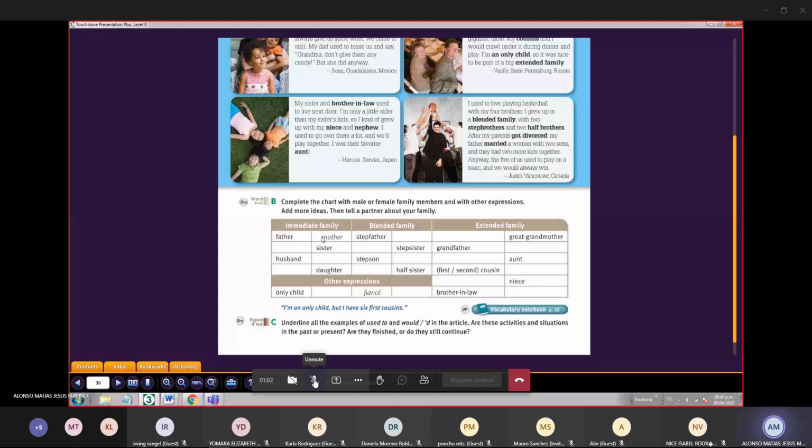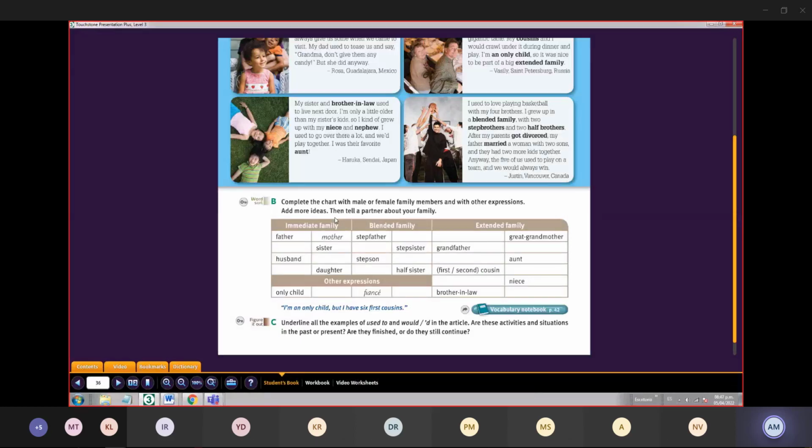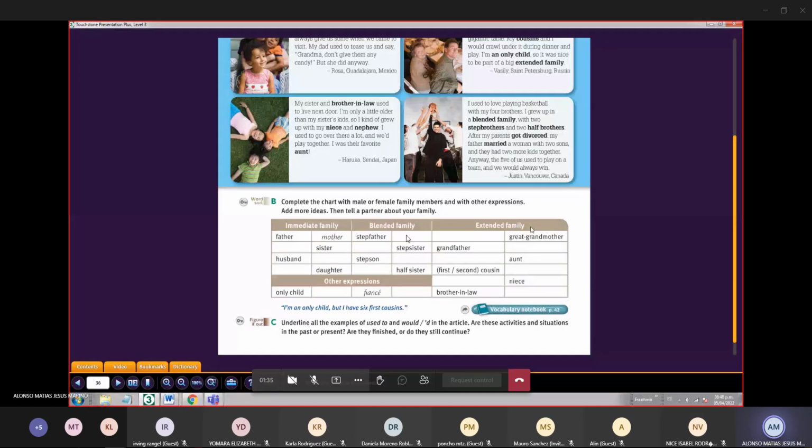Okay, I was telling you about the B activity. Complete the chart with male or female family members and with other expressions. Add more ideas, then tell a partner about your family. What are we going to do here? First of all, we have a chart, a table divided into several sections. We have the immediate family section, the blended family section, and the extended family section. Okay? Within the immediate family section, allow me, I'm going to highlight it.